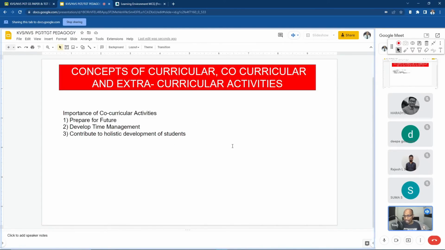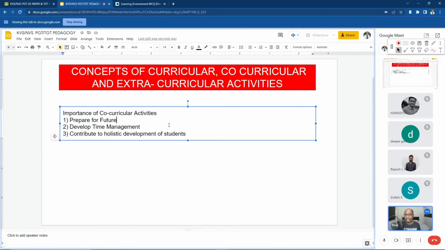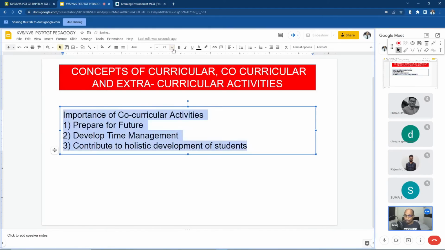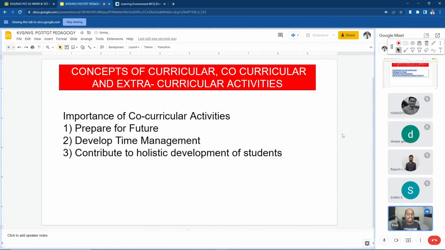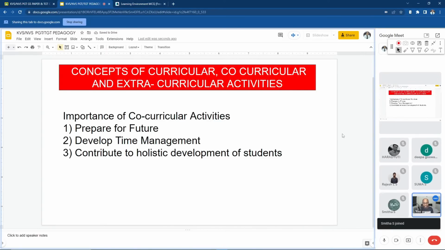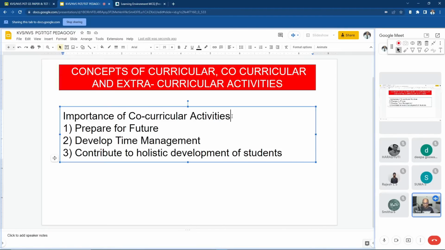Now, why are co-curricular activities important? Why do co-curricular activities play a very crucial role? Co-curricular activities means CCA activities, we call co-curricular activities, CCA activities. There will be one in-charge teacher for CCA. Mostly language teachers will be the in-charges for CCA, but I am not CCA in-charge. So, the importance of co-curricular activities.